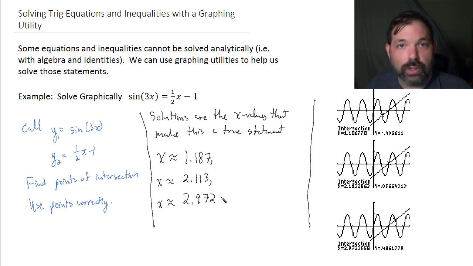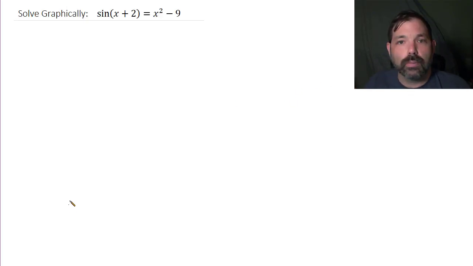So, in general, to solve an equation graphically, and this works for trigonometry, it works for any types of equations, we call y1 the left-hand side, y2 the right-hand side, find where they intersect. So here's another equation, sine of x plus 2 equals x squared minus 9. Now would be a good time to pause, try this one out on your own.